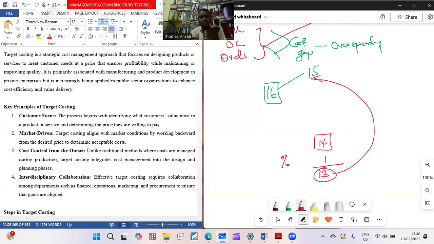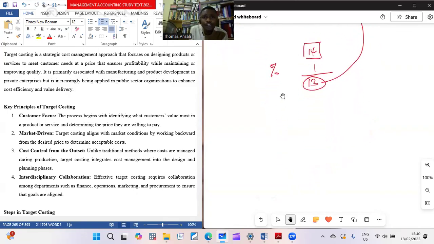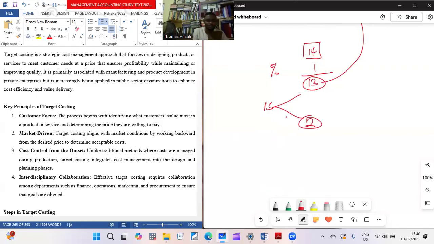Now, if we want to produce this thing at 13, then it means that when we are sourcing our product with somebody, we will negotiate for a discount. I mean, it will force us to work our cost side. Are you getting it? But if by any means our cost now gets to, let's say, 15, then there's a cost gap of 2. That is basically what target costing is all about.